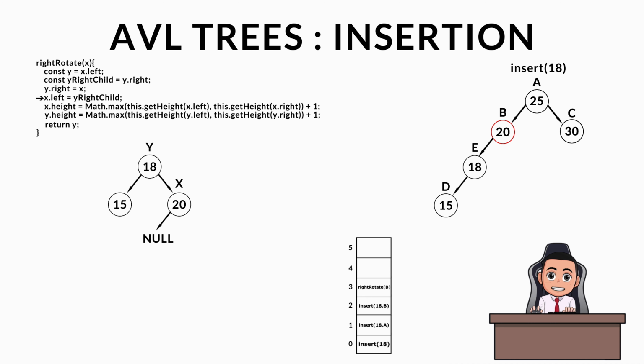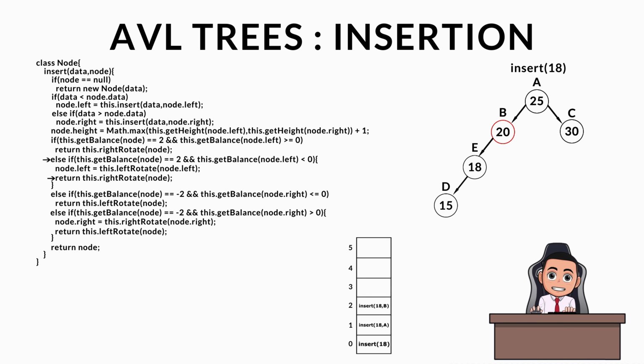And now we go ahead and update the heights. So x has a height of 0. And y has a height of 1. After we've updated the heights, it's time to return the new subtree. So let's pop this off the stack. Getting returned to the previous insert method, this has also finished executing, so we just return the subtree that was provided by our right rotate method, popping this off the stack.